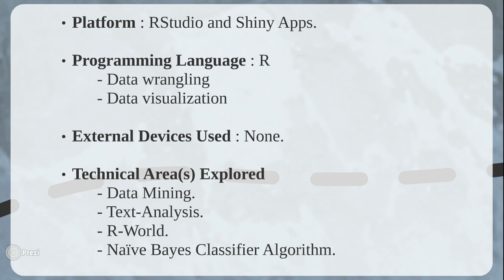The platform being used for this project is RStudio and Shiny apps, and the programming language behind the backend is R. R is used here because of two main features. First is data wrangling, and the second one is data visualization. Data wrangling, because it's often said that 80% of the work in data science is data manipulation. More often than not, you will need to spend a significant amount of your time wrangling your data, putting it into the shape you want. R is some of the best data management tooling you will find.